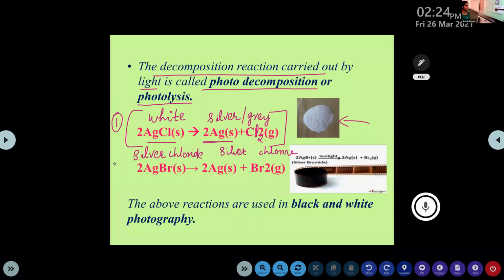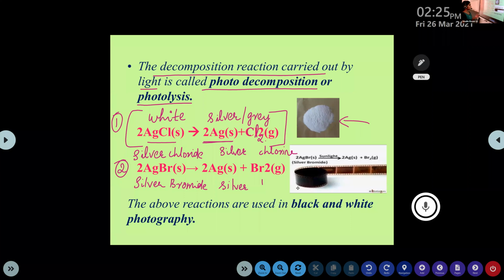AgBr. Silver bromide. Okay, silver bromide. The decomposition of silver bromide also gives silver and bromine. Here also silver is in solid state, so it is deposited, and the bromine is in the form of gas, so we cannot see that.